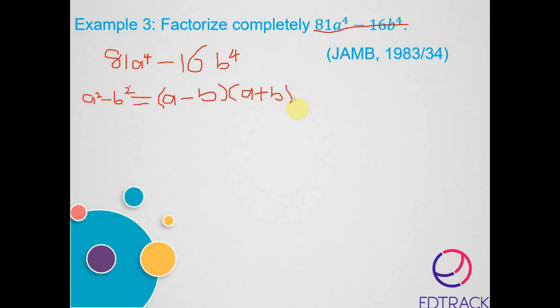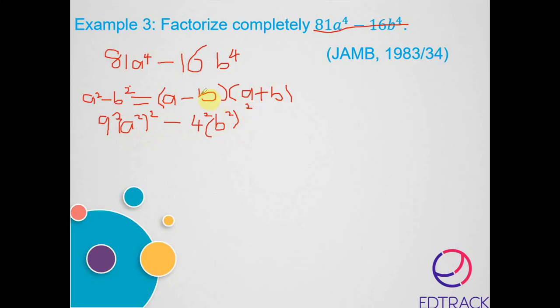Now, having known what to use, how do we turn this all to squares? If you look at 81, 81 can be expressed as 9 squared. Do you get that right? Also, this a raised to the power 4 can be a squared squared. That is a square of a square. Also, we have 16 as 4 squared. I hope you are following. Then b raised to the power 4 will be what? b squared squared.